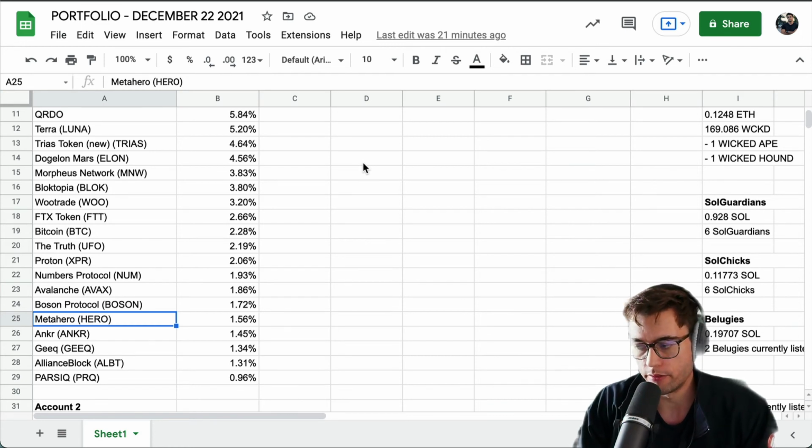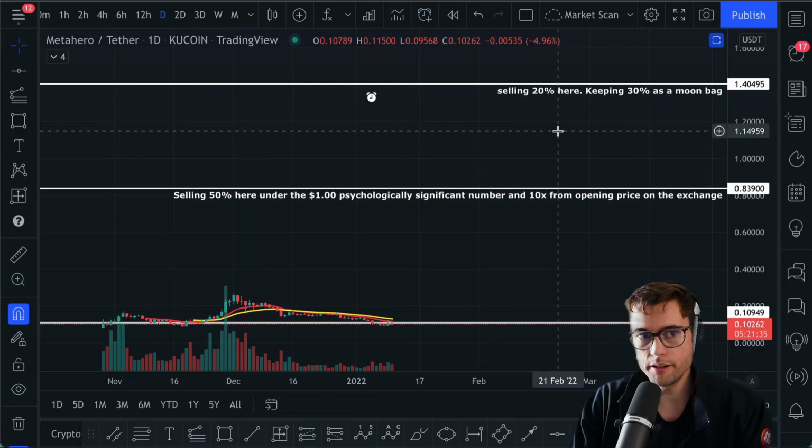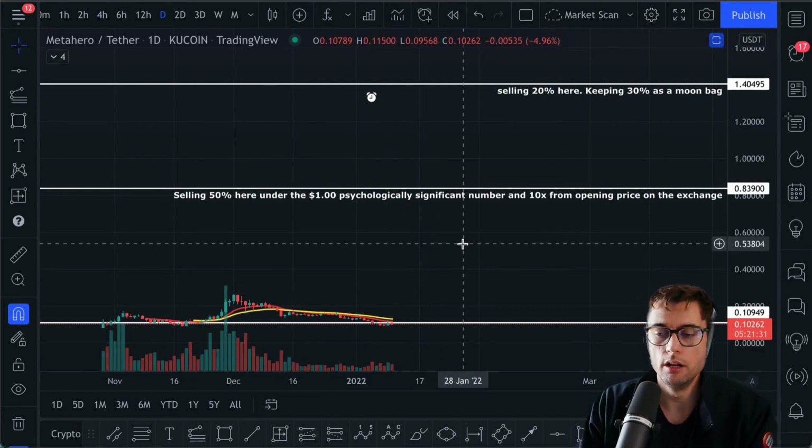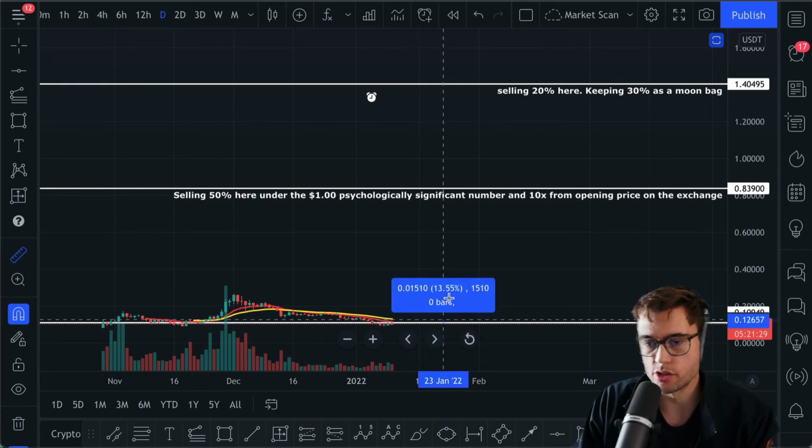I think a lot of the metaverse games and a lot of the metaverse coins are going to do really well. So that's why I have a lot of them in here. So let's go to Hero. Okay, so MetaHero, I don't have that much in MetaHero, but I do think that the potential is huge.